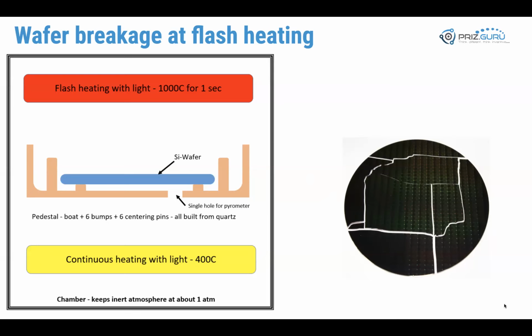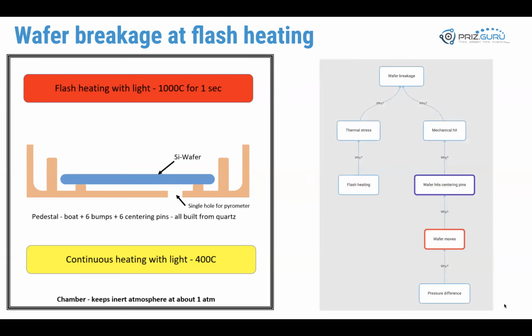Alex, please click. Okay, let's have a look at the cause and effect chain, wafer breakage. It could happen due to, Alex, please continue to show with the cursor. Thermal stress, this is a thermal stress. Why? Because of flash heating.